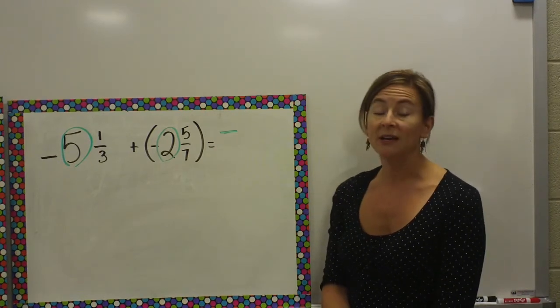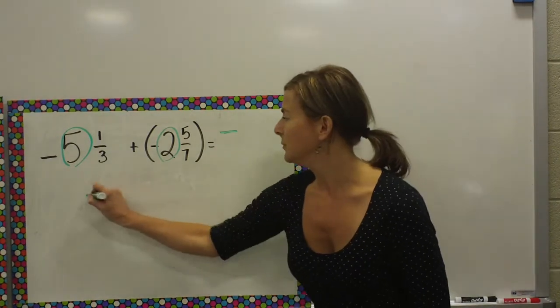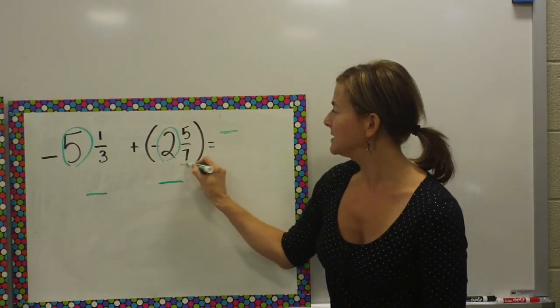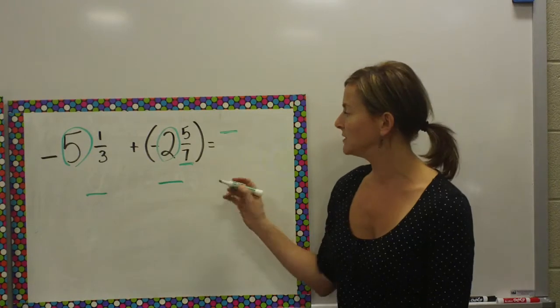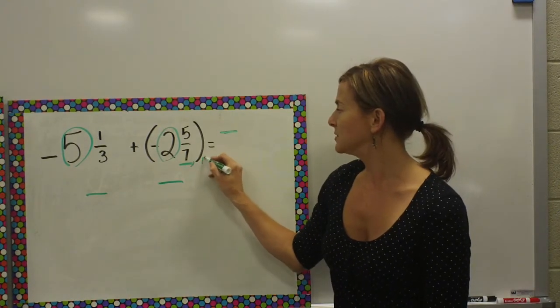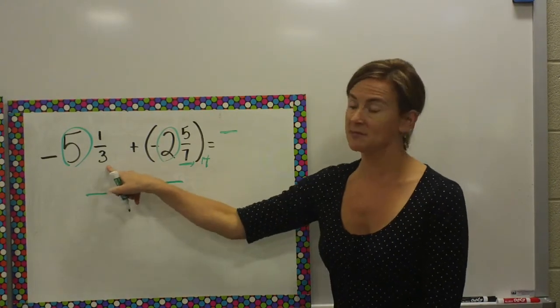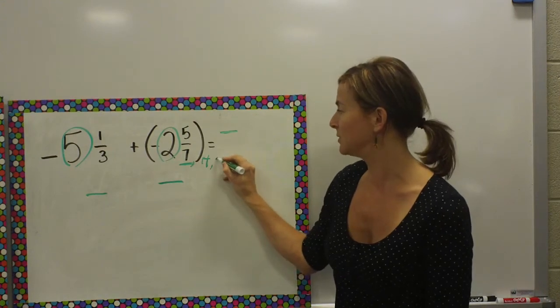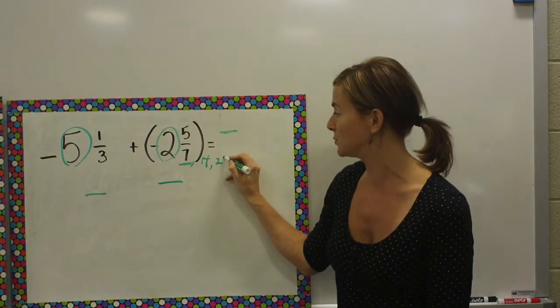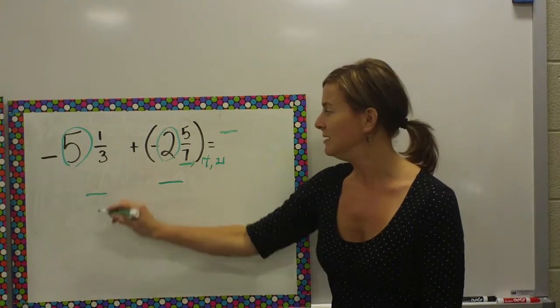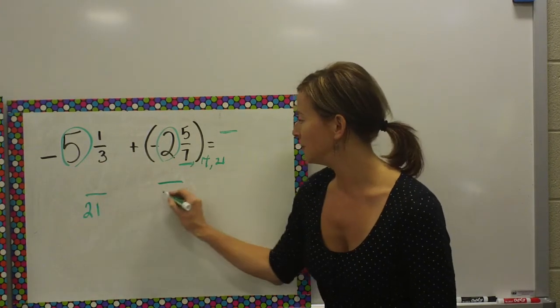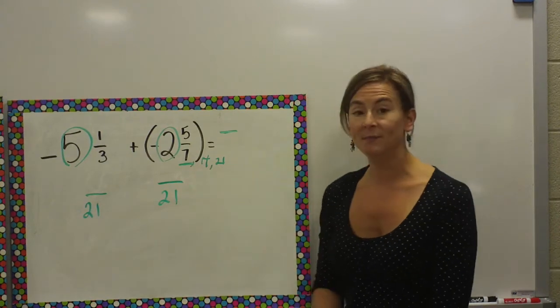Step 1 says you need a common denominator. So I'm going to rewrite those. I'm going to start by looking at my 7. Nothing times 3 gives me 7, so I'm going to go down the line. 7 times 2 is 14. Nothing times 3 gives me 14. So the next multiple of 7 is 7 times 3, and that's 21. 3 times 7 gives me 21. So my common denominator is going to be 21.